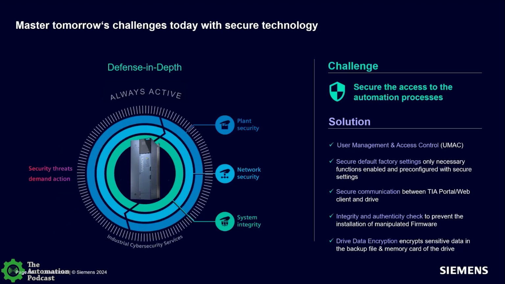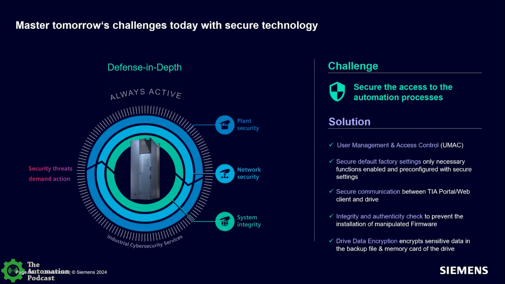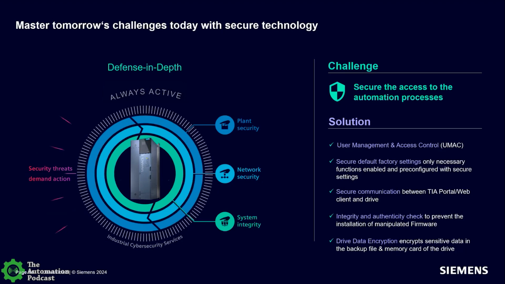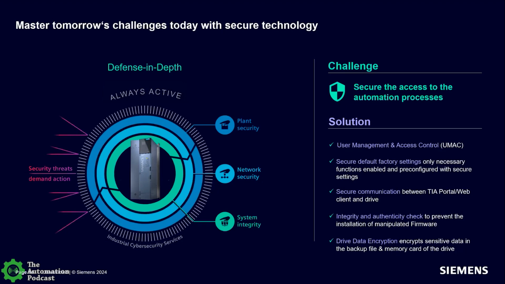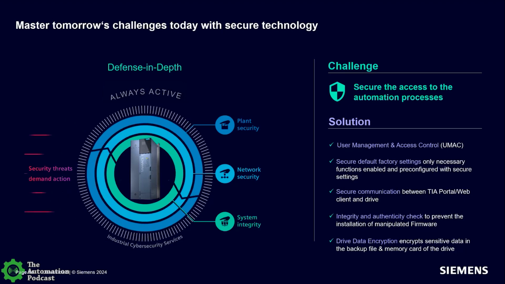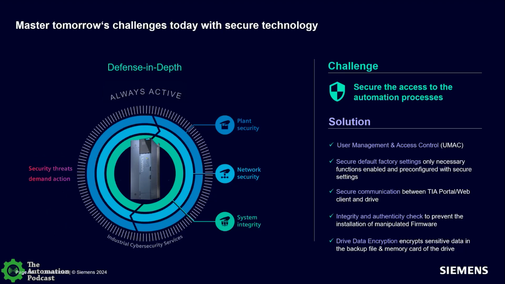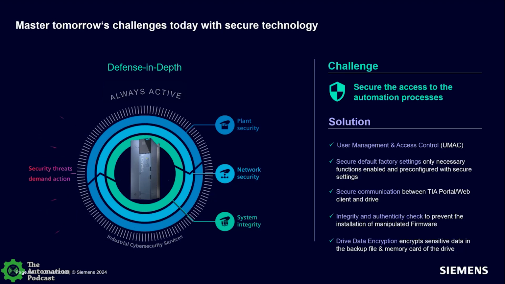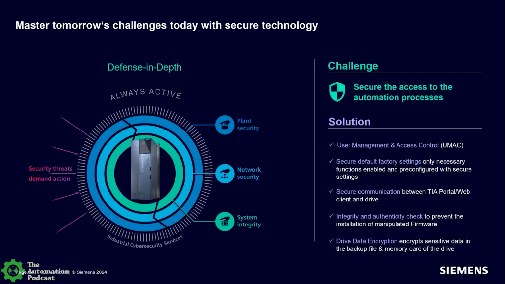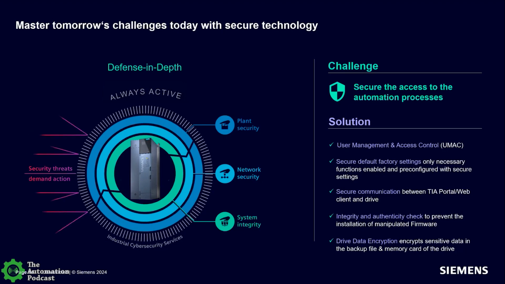And then there's network security, who can access the network. And then there's more system integrity, talking about a particular system or machine on my plant floor. If you kind of think of it as an onion, if you will, with different layers of security, that's what we're trying to convey by this defense in depth.